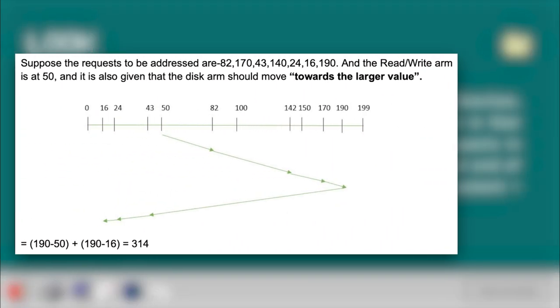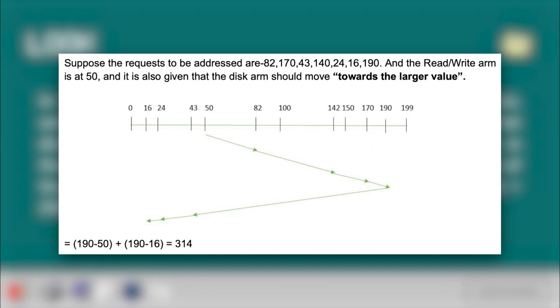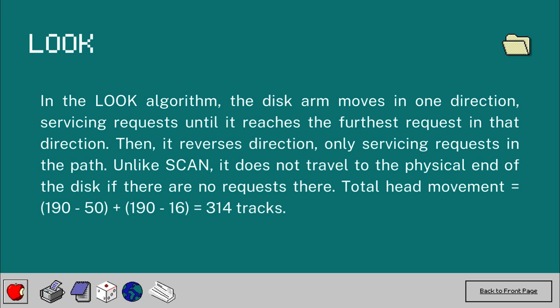Unlike scan, it does not travel to the physical end of the disk if there are no requests there. The total head movement is 314 tracks. It reduces unnecessary traversal, which also improves its performance over scan. Unfortunately, there is an overhead of finding the end request.